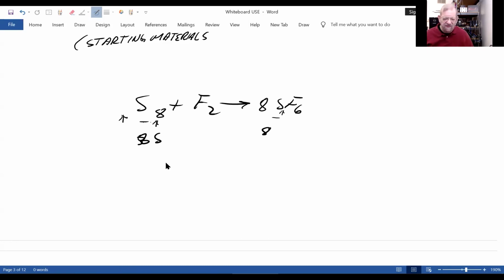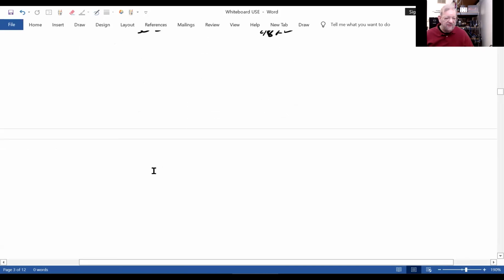Now, I have 8 sulfur. How many fluorine do I have? 8 times 6 is 48. Here I have 2. How do I get that to 48? I can't change that number, but I can put 24. And 2 times 24 is 48 fluorine. And now what Dr. White likes to do is check: 8 sulfur, 48 fluorine, and I'm done. And that's how you balance it. Now, one thing I should point out, let's do another one quick.